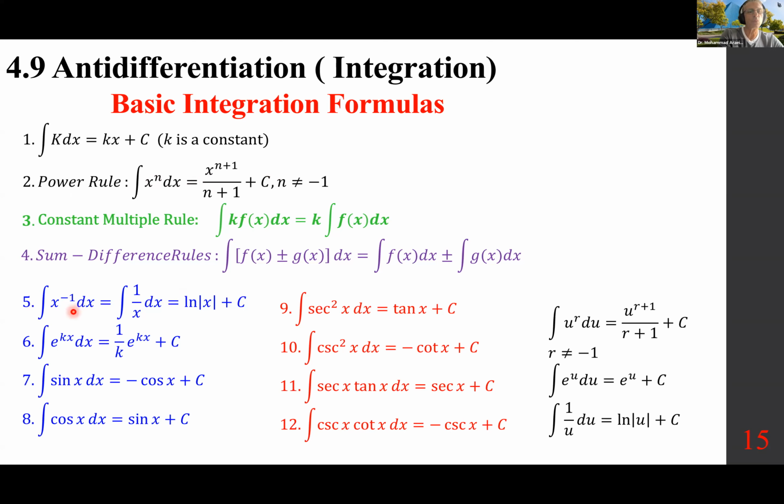When it's -1, x to the power of -1 dx, which is the same as 1 over x dx, becomes a natural log. As far as constant multiples, sums and differences, it works just like differentiation. You can do it piece by piece. e to the power of kx, you divide by k, giving e to the power of kx over k plus c. The derivative of sine is cosine, but the integral is negative cosine. The derivative of cosine is negative sine, but the integral is positive sine, and so on. So these are some integration formulas.